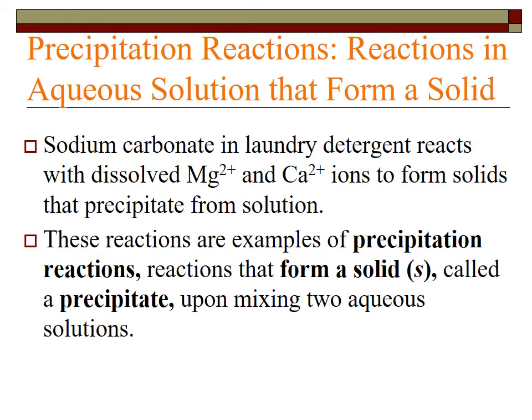So, sodium carbonate in laundry detergent reacts with the magnesium and the calcium ions to form solids that precipitate from the solutions. These reactions are examples of what we call precipitation reactions, reactions that form a solid. How do we denote something as a solid? Put a parenthesis with an S. This is called a precipitation reaction, and it's upon mixing two aqueous solutions together that we get a solid.